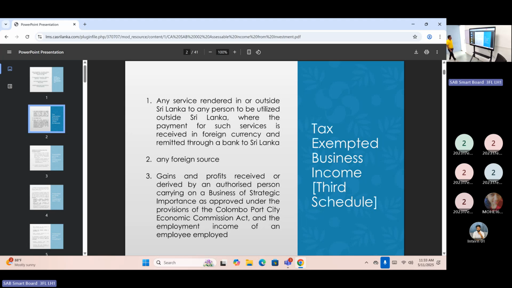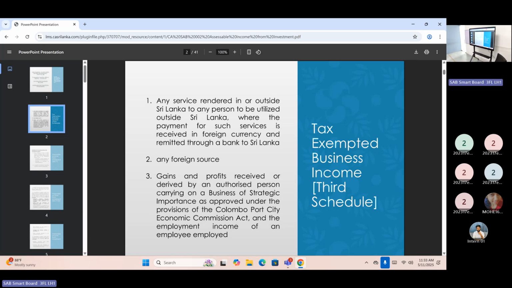So fortunately or unfortunately, this is exempt for the 2024/25 year of assessment. Any foreign source income is exempt. We will discuss what is a foreign source in a later part of this tutorial. Other than a source in Sri Lanka is called a foreign source. That is also exempt.